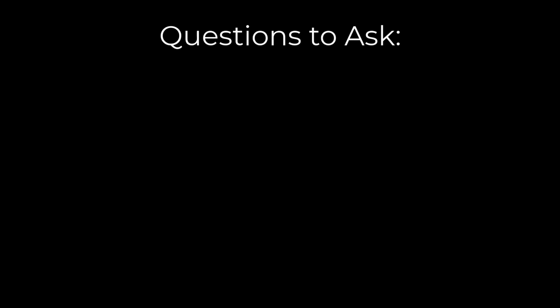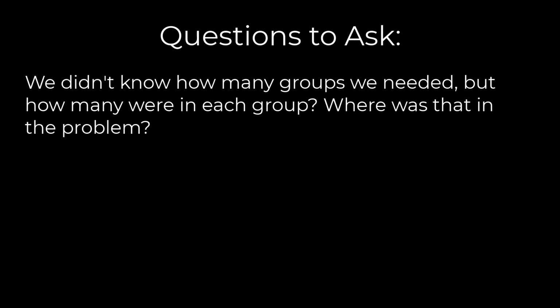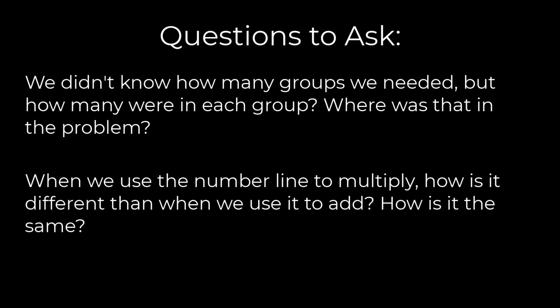In this problem, we didn't know how many groups we would need. But how many were in each group? Did we know that? Where was that in the problem? When we use the number line to multiply, how is it different from when we use it to add? How is it the same?